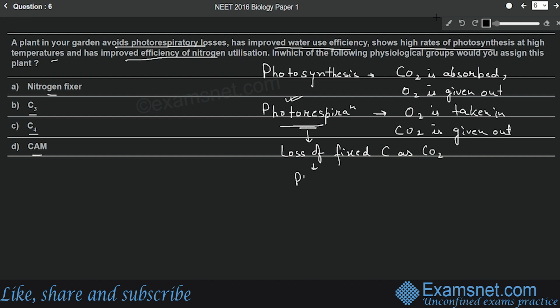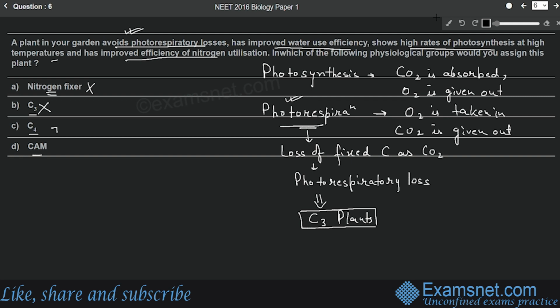This is known as photorespiratory loss. And it takes place in which plant? It takes place in C3 plants. So here the characteristic that is mentioned is that this plant avoids photorespiratory losses. That means C3 cannot be the correct answer because it cannot avoid photorespiratory losses. The nitrogen fixer is also not the correct answer because it simply fixes the atmospheric nitrogen in certain forms such as nitrate or nitrite. Okay.